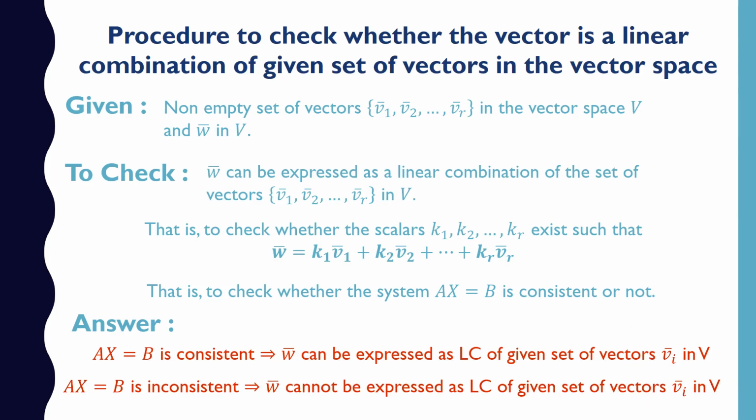Hope you are comfortable in understanding the definition of linear combination of vectors in a vector space and also the procedure to check whether the given vector can be expressed as a linear combination of another set of vectors in the vector space.